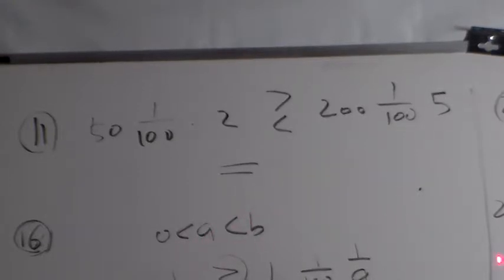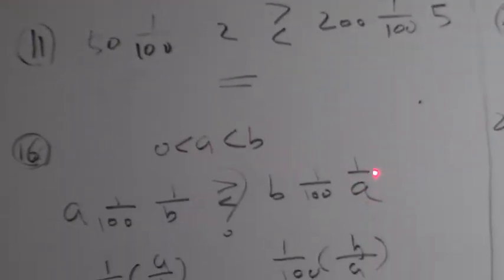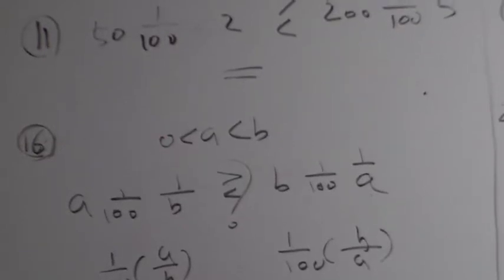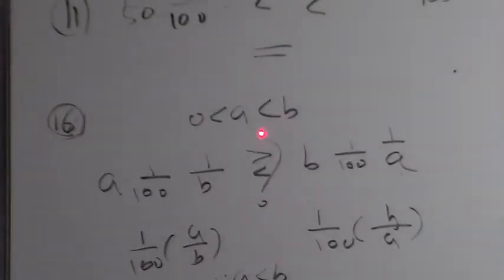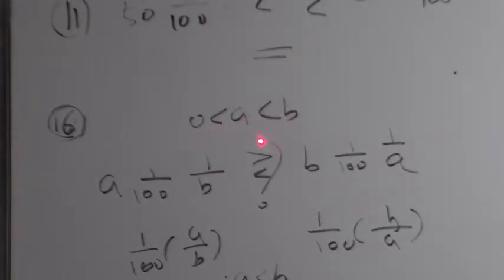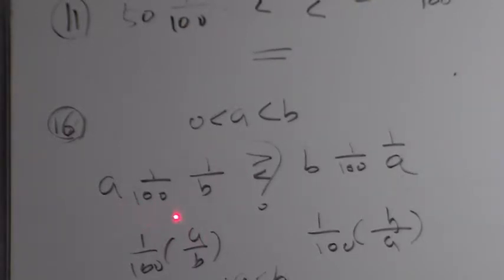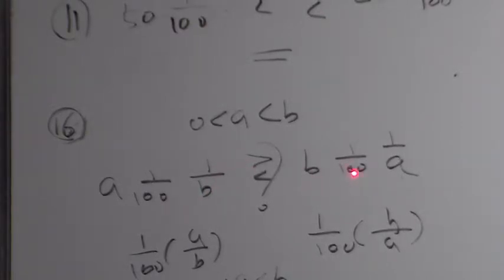Okay, 16. A is greater than 0, B is greater than 0, B is greater than A is greater than 0. So A and B are both positive. Which one is greater? A% of 1 over B is greater or less than B% of 1 over A.